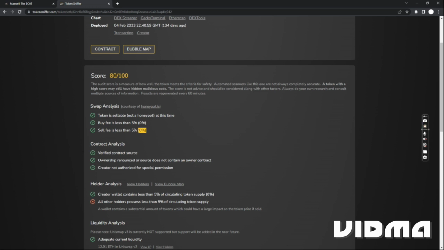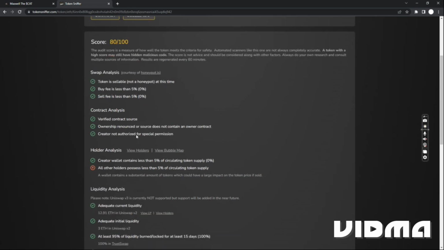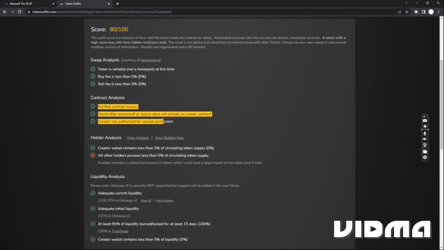Sometimes this may be useful, but when there's a tax, I would do my own research on how the tax is used. Okay, then we have the contract analysis. Very important that the ownership is renounced, so there's no owner that can change the contract. It's forever on the blockchain, doing what it says it does, and it can't be changed. So there's no owner. That's very important.